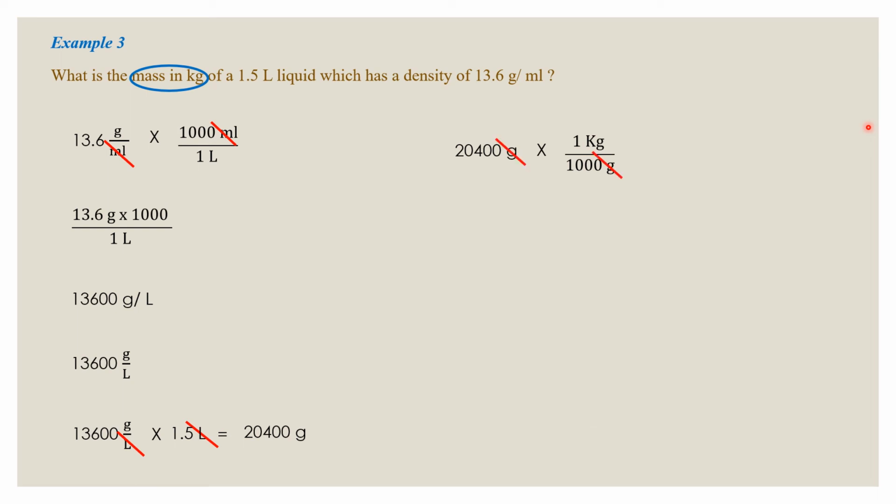So now when we cancel the grams out, let's expand this. This is what we get. 20,400 times 1 kg divided by 1000. And we get our answer as 20.4 kilograms. So students, this is very easy. It's very interesting to use dimensional analysis in your questions, in your calculations to solve problems. And not only that, it makes a lot of calculation and problem solving easier.